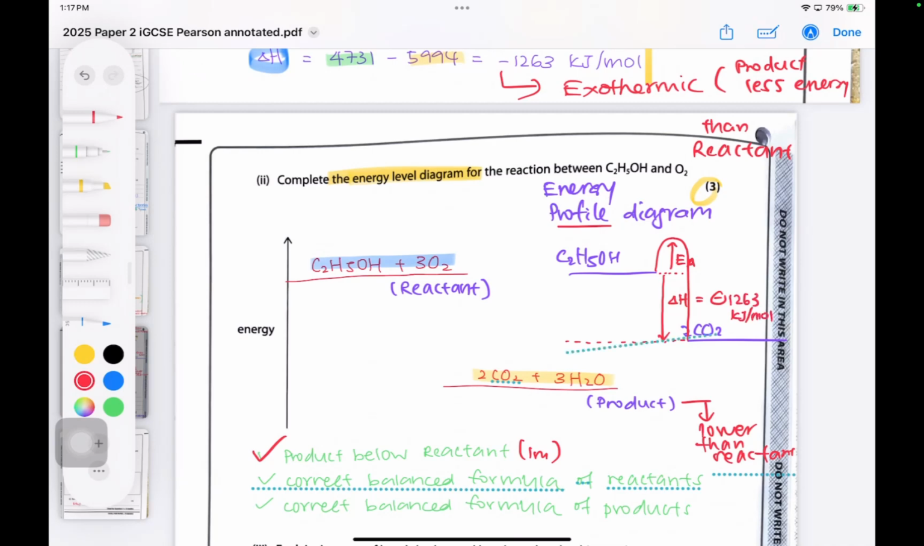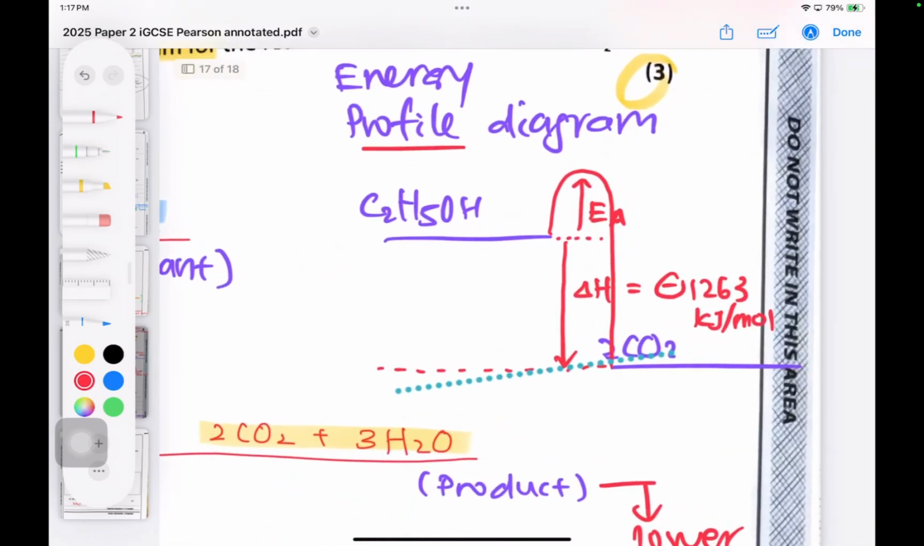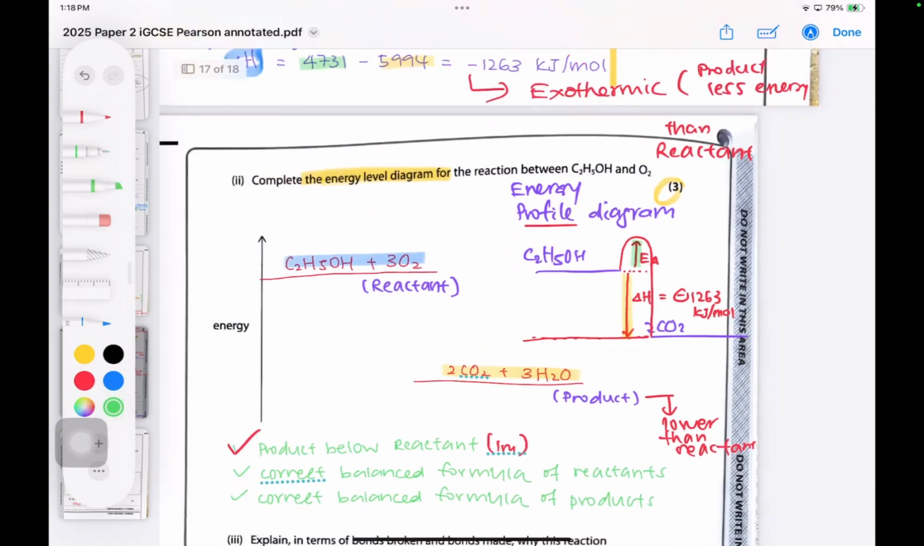Sometimes it can be quite generous, giving up 4 marks, but then there's a lot more tedious things to take note of. Like for example, your line needs to be the same level as the product, and then the direction of the arrow needs to be clearly annotated. If not, you will not get full marks for the energy profile diagram.